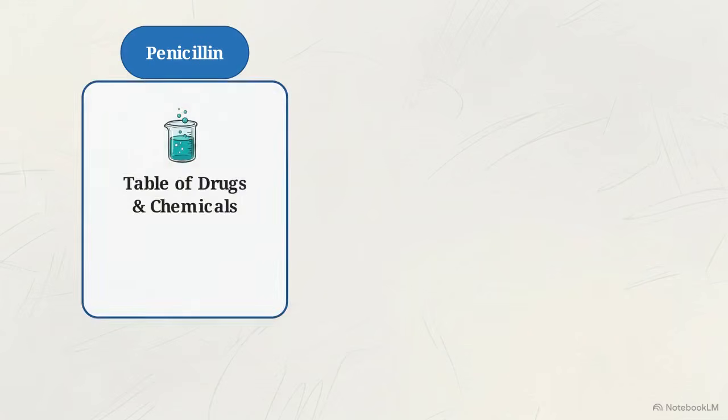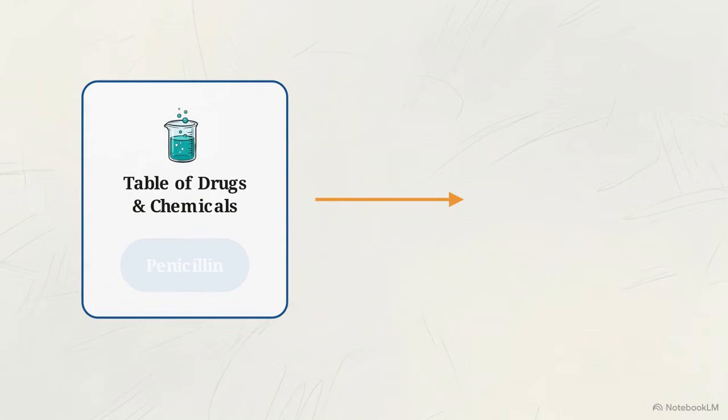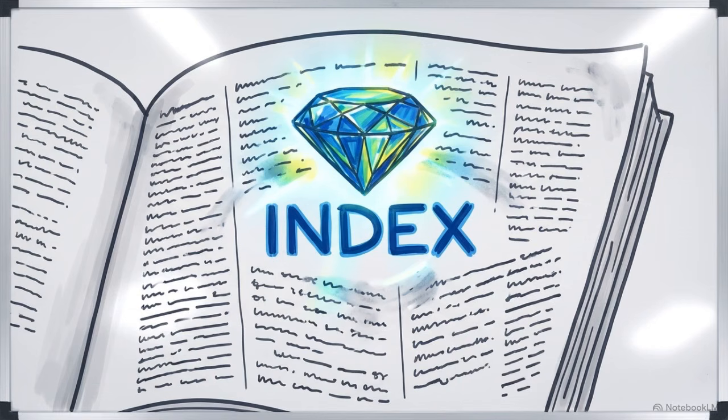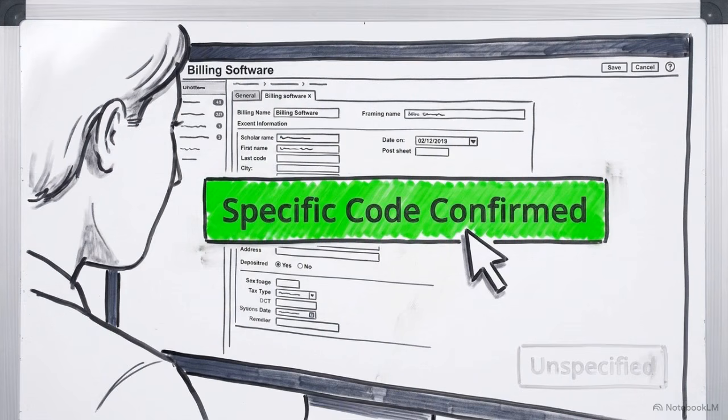This animated workflow shows the exact path for our penicillin scenario. Because it's an adverse reaction, you must start in the table of drugs and chemicals to locate the preliminary code, and then follow the arrow directly to the tabular list to verify it. Applying the MJ-GEM principle, finding your starting point, then actively defining the code through verification, is your defense mechanism. It ensures you never fall into the unspecified code trap.